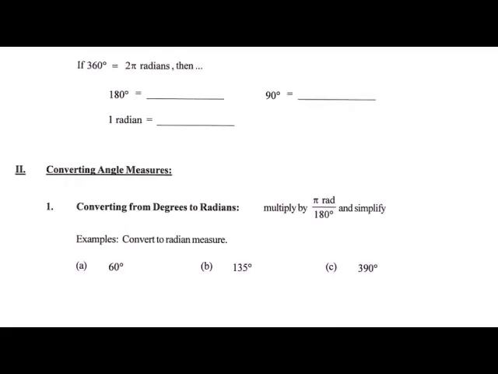So if 360 equals 2 pi radians, then I want you to pause the video for a second and figure out what 180 degrees would be in radians, 90 degrees would be in radians, and what 1 radian would be equal to. So we're going to pause the video, see what you can come up with for those three.